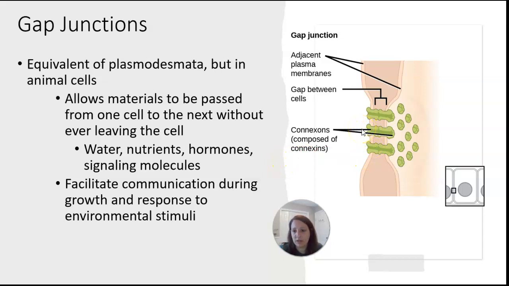So again, it's a gap junction, so proteins that extend all the way through from one cell cytoplasm to the next, and they provide a channel. So again, just like plasmodesmata, this allows materials to be passed from one cell to the next without having to leave the cell and get back in. What types of things? Same thing, water, nutrients, hormones, signaling molecules. Okay, again, it allows these two neighboring cells to work together, to communicate with each other, okay, to respond to environmental stimuli, all of those things. And so that concludes chapter 4.